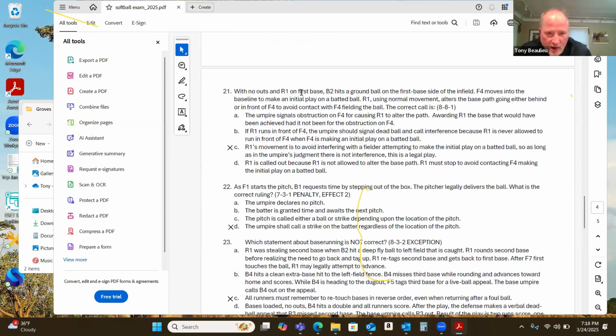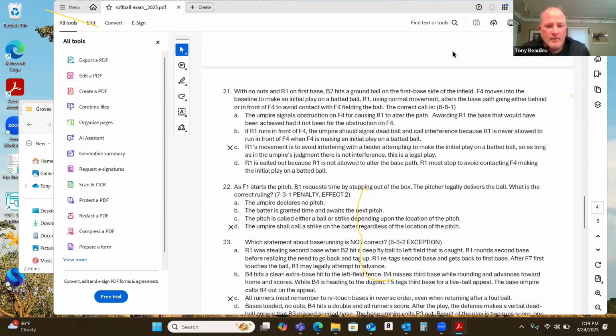With no outs and R1 on first base, this is question 21, B2 hits a ground ball on the first base side of the infield. F4 moves into the baseline to make an initial play on the batted ball. R1, using normal movement, alters the base path going either behind or in front of F4 to avoid contact with F4 fielding the ball. The correct call is that R1's movement is to avoid interfering with a fielder attempting to make a play on a batted ball. So as long as in the umpire's judgment, there is not interference, this is a legal play. And so basically what they're saying is that if the runner goes out of the baseline to avoid interfering with the fielder, that's okay.